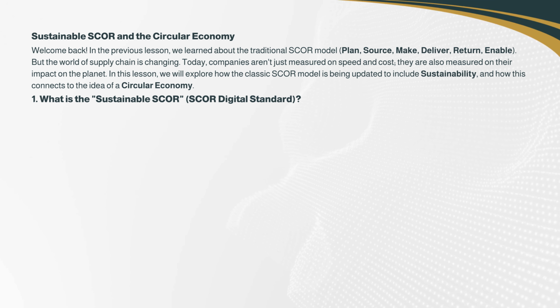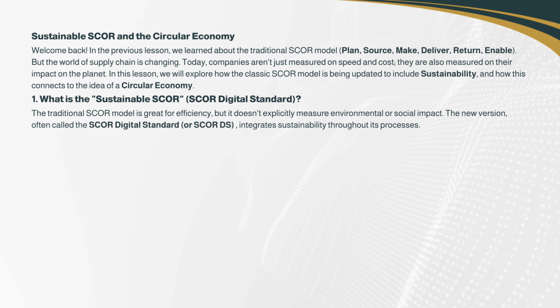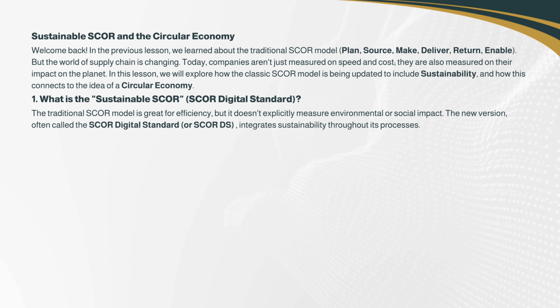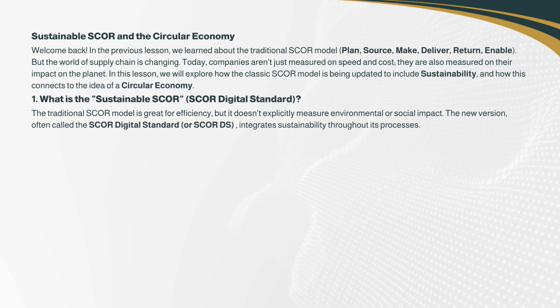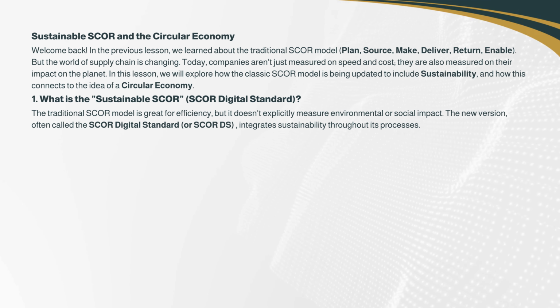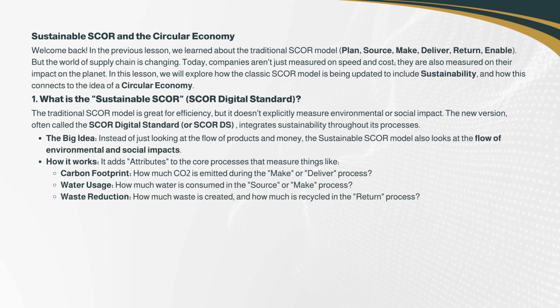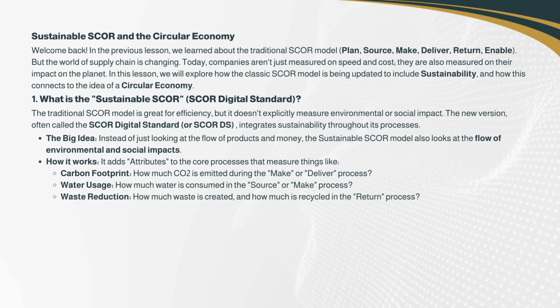1. What is the Sustainable SCOR digital standard? The traditional SCOR model is great for efficiency, but it doesn't explicitly measure environmental or social impact. The new version, often called the SCOR Digital Standard, or SCOR DS, integrates sustainability throughout its processes. The big idea: instead of just looking at the flow of products and money, the sustainable SCOR model also looks at the flow of environmental and social impacts.